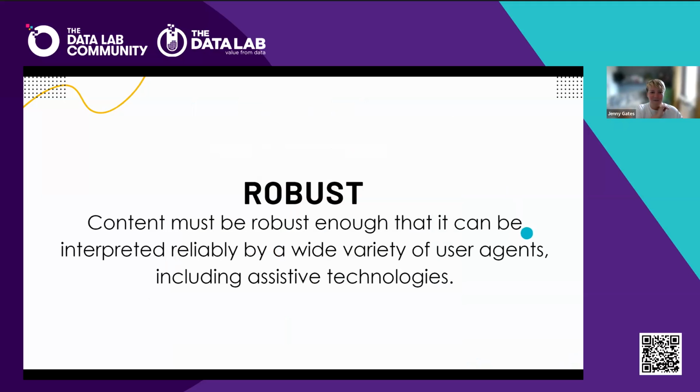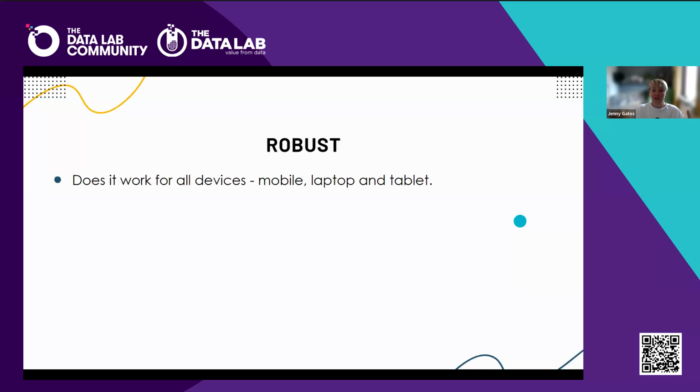And next up, robust, which is quite awkward now. Content must be robust enough that it can be interpreted reliably by a wide variety of user agents, including assistive technologies as well. So I touched on this a little bit at the start. Does your visualization work on all devices, mobile, laptop, and tablet, in terms of sizing?